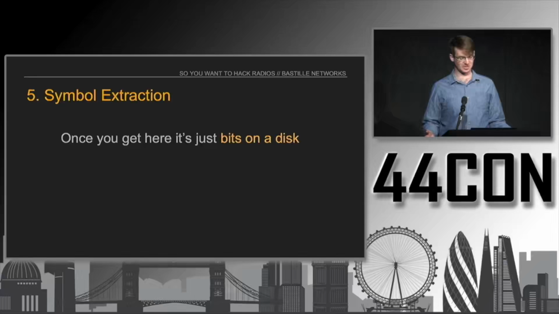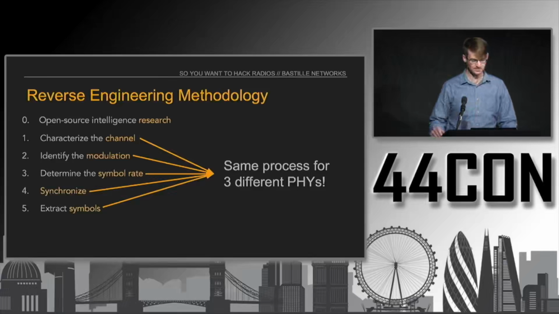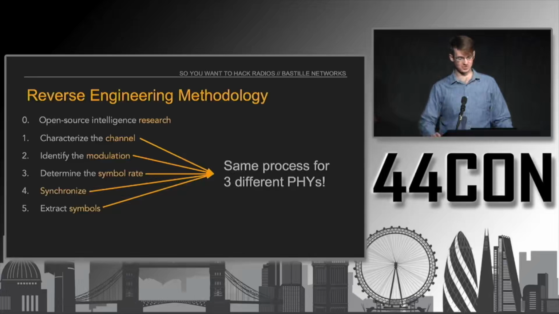And then finally, once you get to step 5, you just have bits on a disk. And we're all in this room, we're all security practitioners. We all have tools and methods for working through data like this. Once you get to this stage, you can basically just apply the skill set and knowledge that you have, whether it's doing binary reversing or other types of network exploitation, to this data to figure out what's actually happening at the packet level. So essentially with this process, we've been able to reduce reversing these 3 very different wireless protocols down into 5 steps that work for all of them.